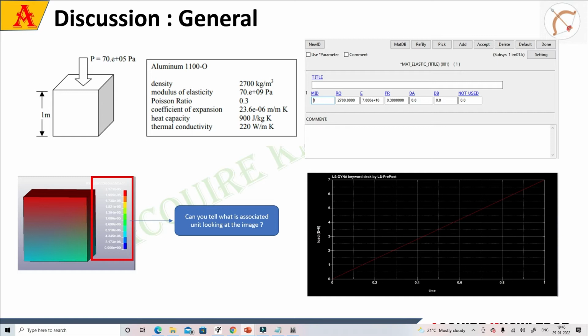So we are applying the pressure as it is, and while interpreting the results, whatever deformations we are getting are again in terms of the metric unit system. So we can say that the maximum deformation that is going to happen in this case is 2.173 e to the power minus 5 meter.